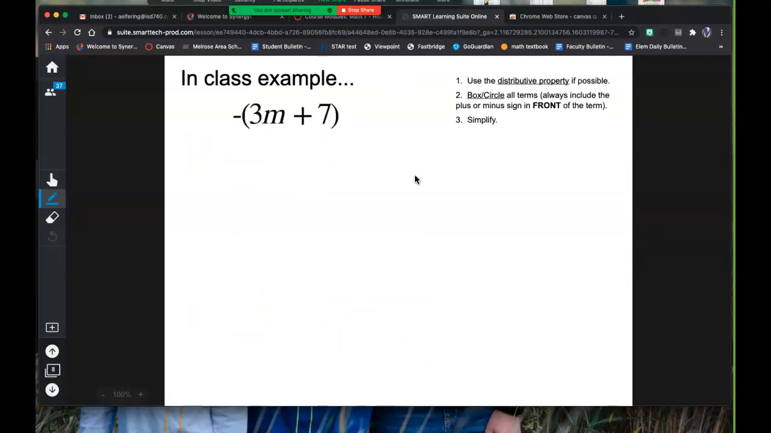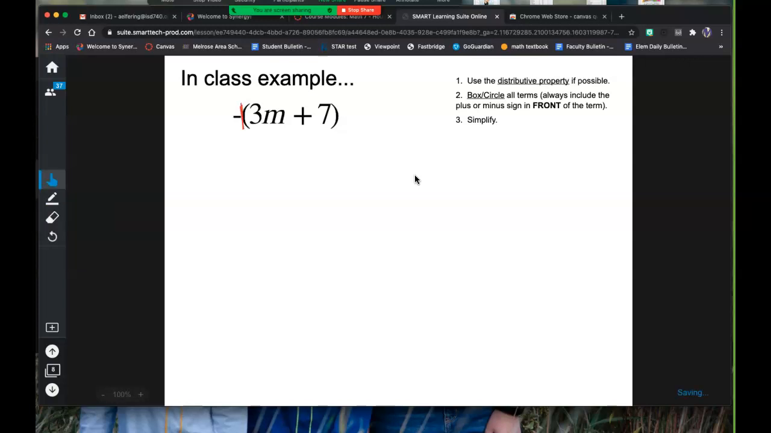Okay, this one looks kind of messy, but it's not that bad. This is actually a really easy problem. There's a negative sign out in front of those parentheses, and all that means is we have to distribute a negative sign. There's not a number there. What number is there even though we can't see it? It's the number 1. Even though we can't see it, the number 1 is right there.